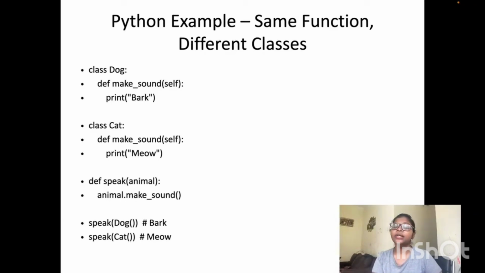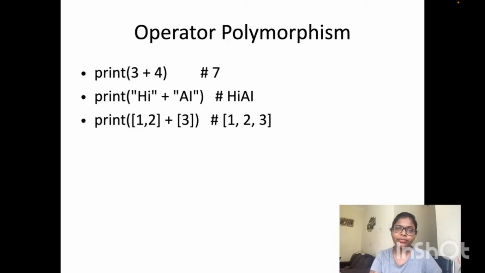So as you can see, it is the same function, but because the object is different, a different class is invoked and the output is different. So this is called polymorphism. Same function but different classes, based upon the different input objects that are provided.